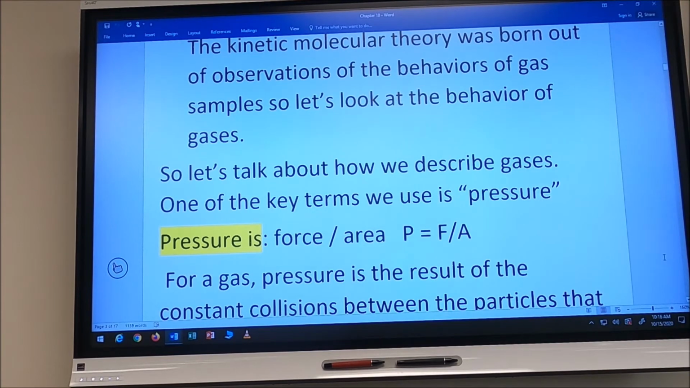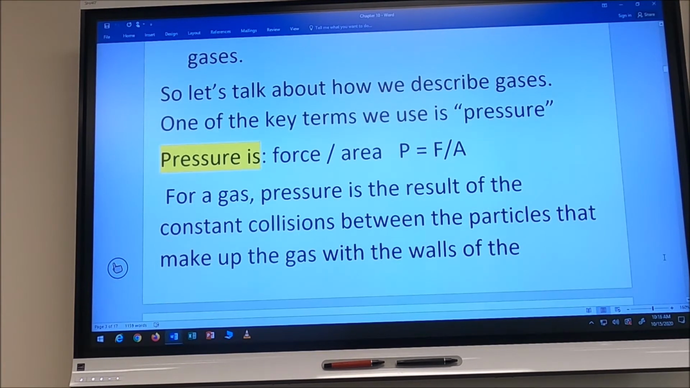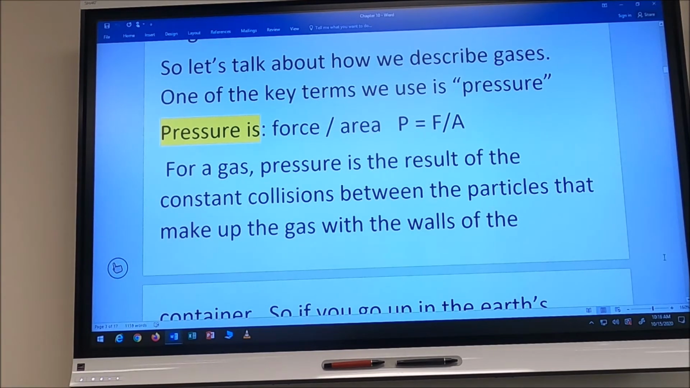Okay? To understand the study of the gas sample, the first thing we need to understand is pressure. Pressure is force, F, divided by area, okay, force per unit area. Now, ladies, you've experienced this because we've all worn high heels, pointy stiletto heels at some point in our life. Guys, I'm pretty sure you haven't, but maybe you have.